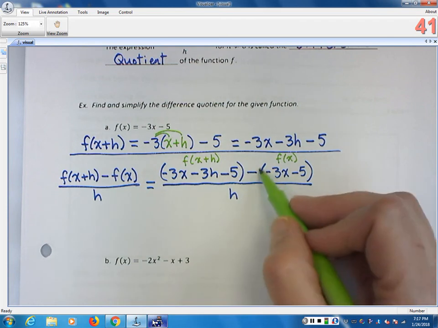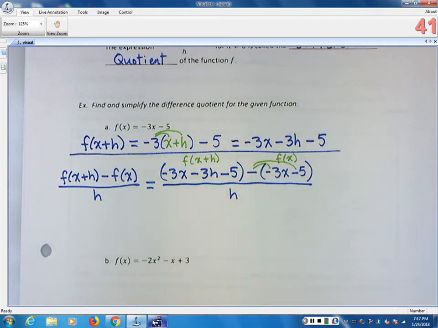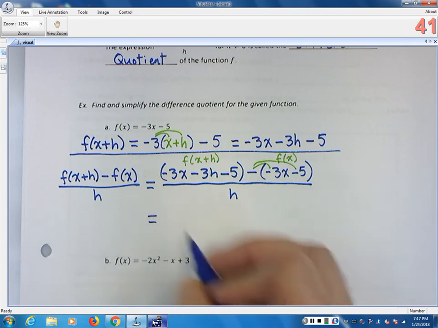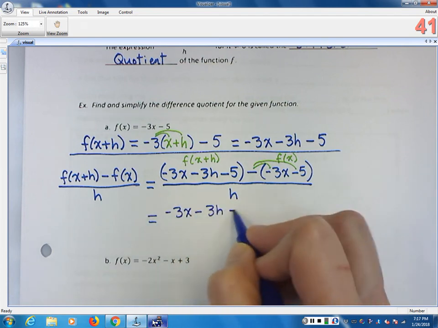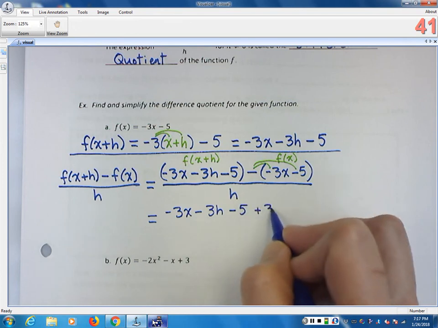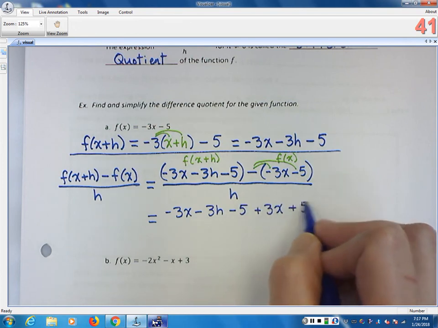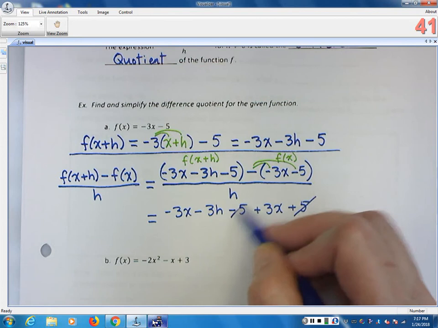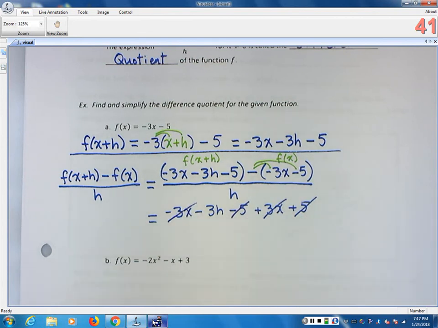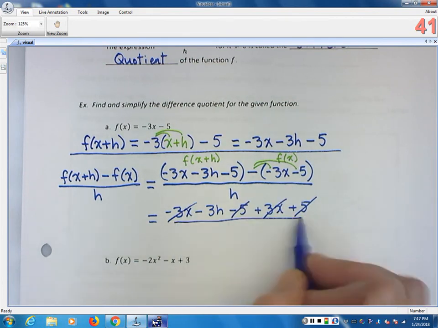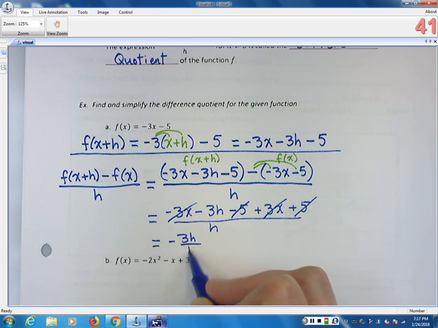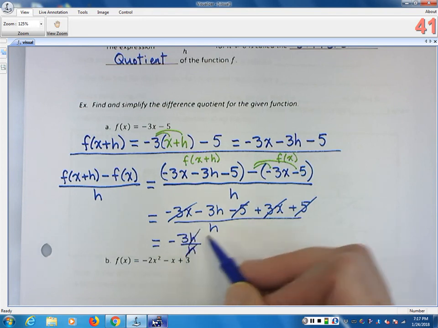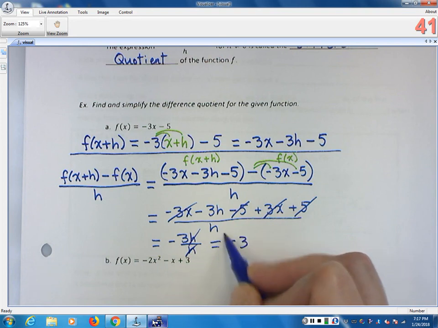So we're going to distribute, and we're going to combine like terms in the numerator. Minus 3x minus 3h minus 5 plus 3x plus 5, and the 5's cancel, the 3x's cancel, and you're dividing by h, so you get minus 3h divided by h, and the h's cancel, so the answer is minus 3.